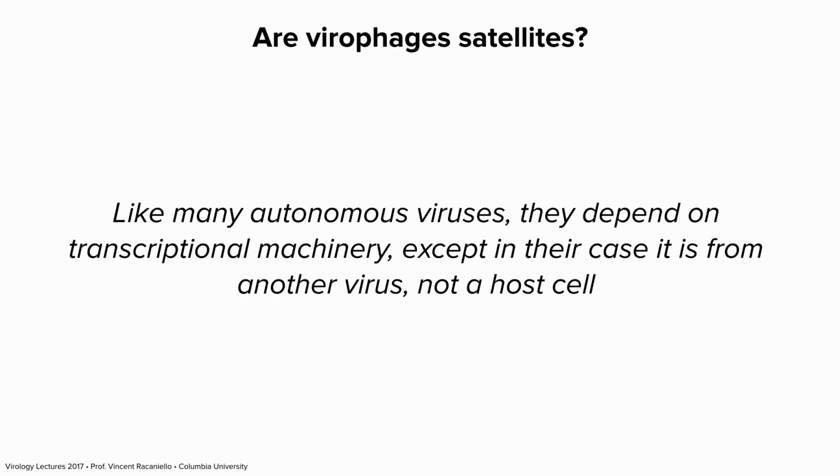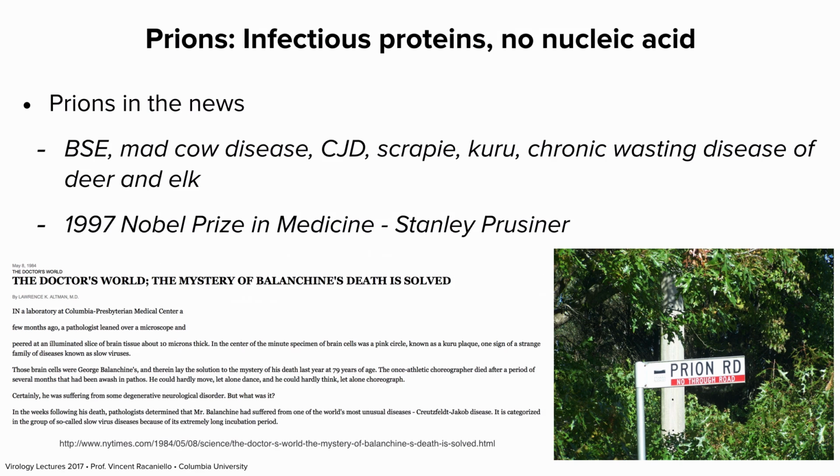We call adeno-associated virus a virus. It's helper dependent, but we don't call it a satellite. So this is slowly being recognized, that these are probably viruses, not just satellites. And so that's going to change. But I think it's an interesting argument because it's absolutely correct that it's just a dependence on transcriptional machinery.